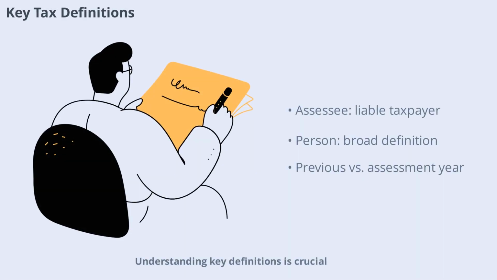Understanding key definitions is crucial. An assessee is anyone liable to pay tax under the Act. The term person includes individuals, families, HUF, companies, firms, and more. The previous year is the financial year in which income is earned, while the assessment year is the year following, when income is assessed and taxed. These definitions set the stage for all tax calculations and compliance.